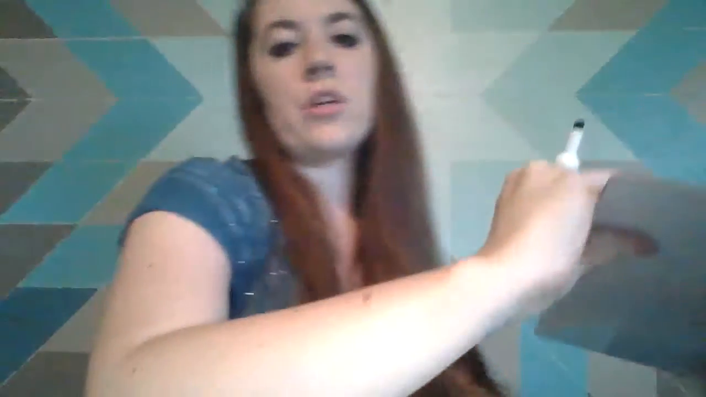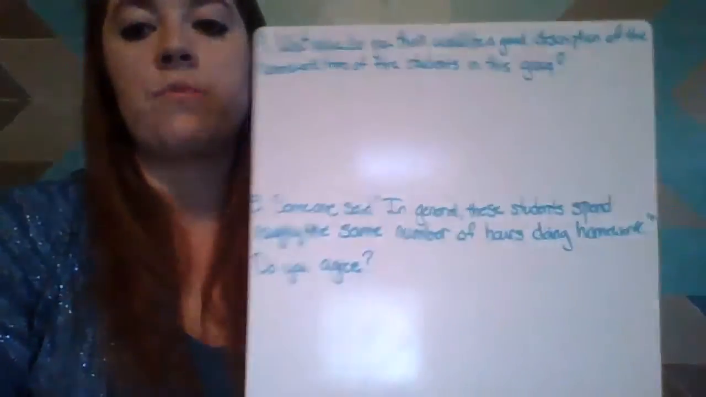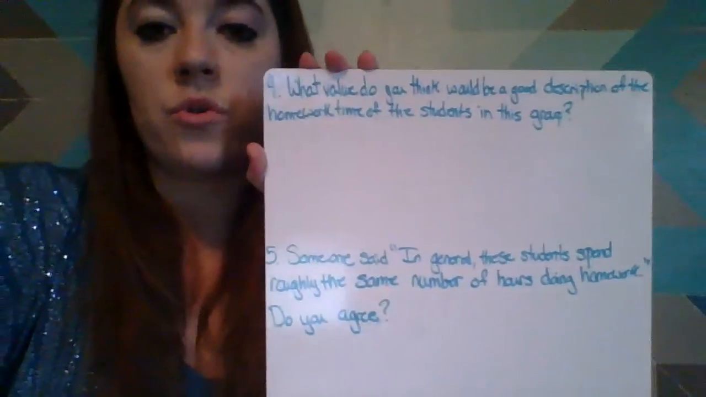So what we're looking at here with our line plots and determining what represents a good description of it, that all goes with the distribution. So looking at how the values have been distributed, how the hours distribute amongst the students' reports.